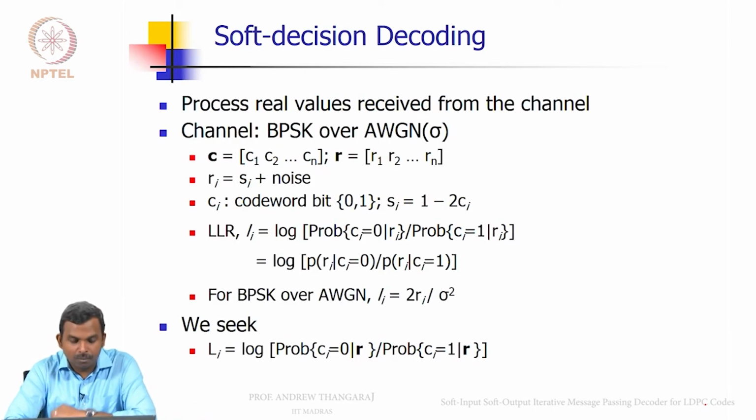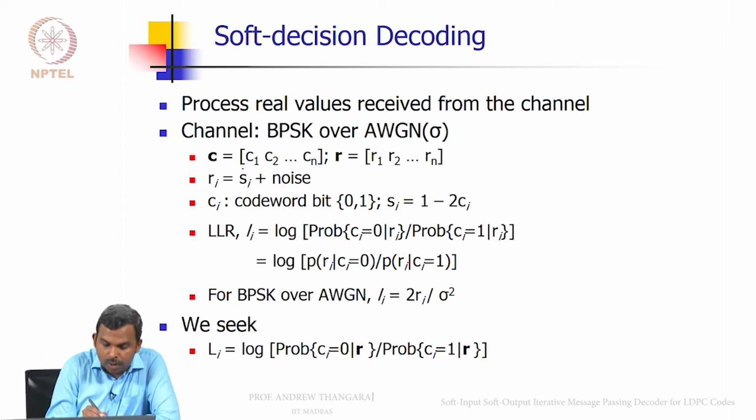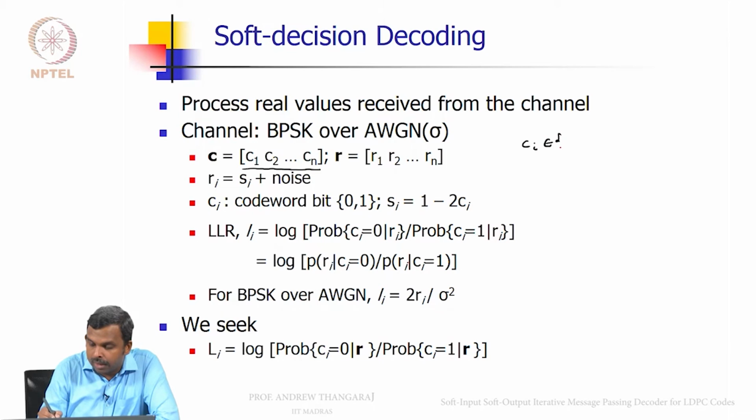Okay, so the setting is sort of similar to how we have been doing all along. You have BPSK over AWGN, the noise standard deviation is sigma. The code word is C1 to Cn. Okay, so you have the code word here which is C1 to Cn. So each Ci is a bit, okay, 0 or a 1.